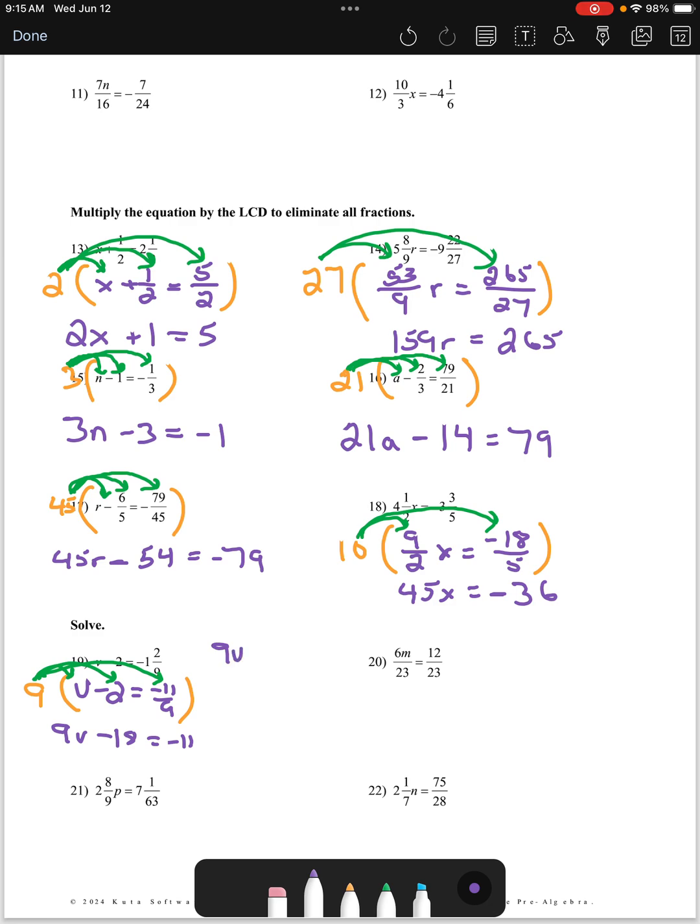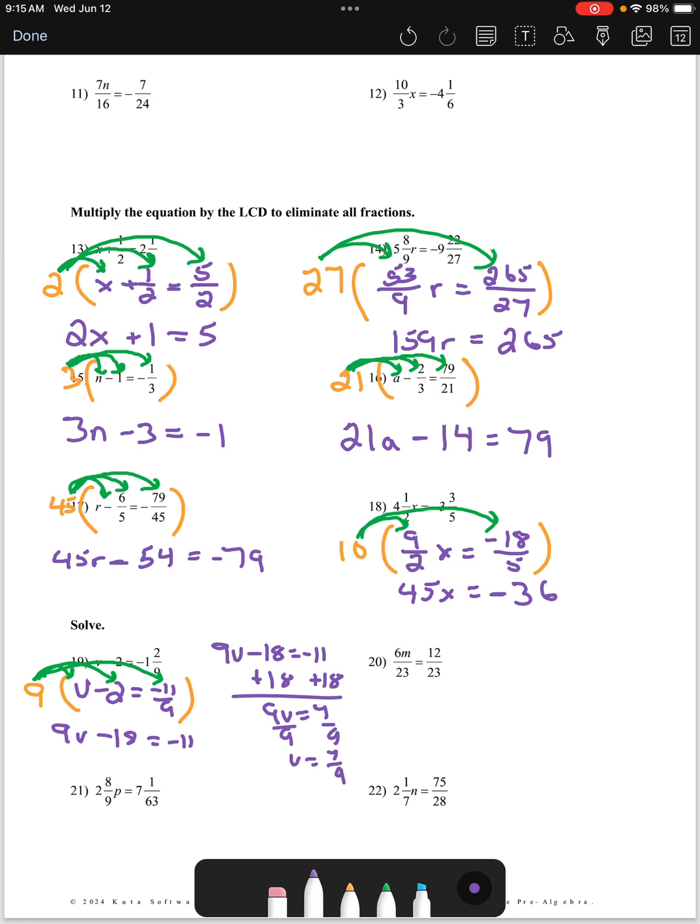Now I'm going to copy that. 9v minus 18 equals negative 11, because now we have a 2-step equation to solve. Our first step is to add 18 to both sides, getting us 9v equals positive 7. We then divide both sides by 9. And our answer is that v is equal to 7 divided by 9, 7 ninths. We can't do anything to that. Done.